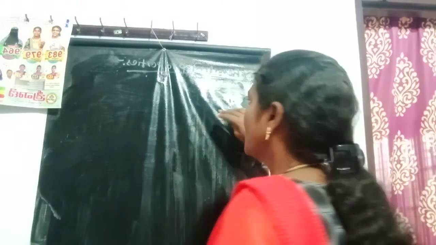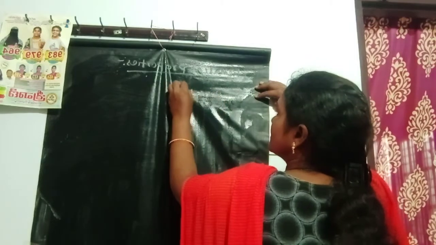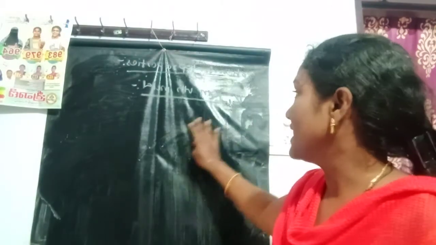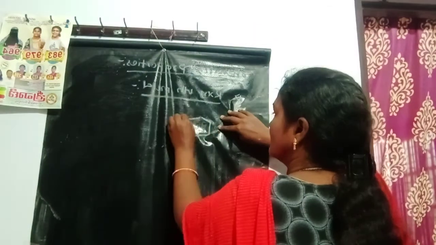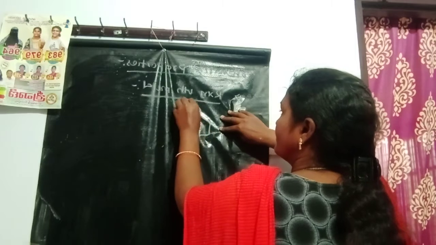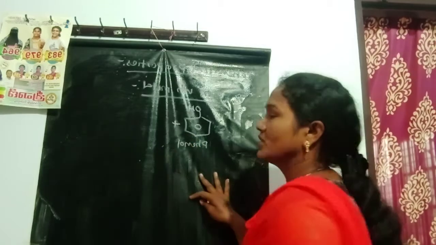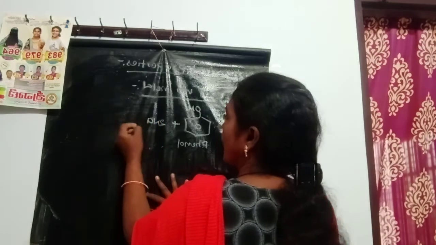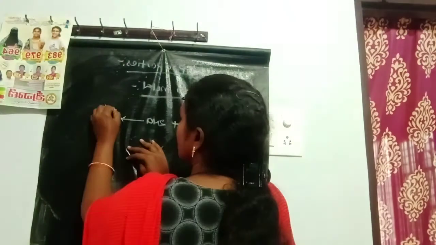Chemical properties. First one is reaction with metal. Phenol reacts with any metal. With sodium, 2 moles of sodium, the product formed is the phenoxide ion.